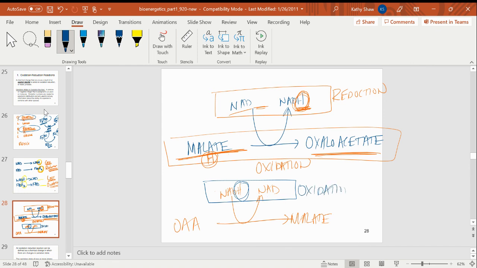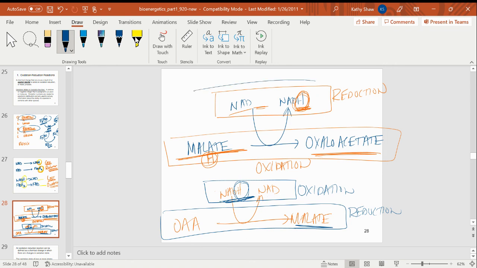Oxidation is losing. Then oxaloacetate going to malate had to be the reduction. So what I just did, took the energy off the NADH, put it on the malate. So we'll do this reaction several times over. So that's why I chose this one to just show you. What's interesting though with this is this.